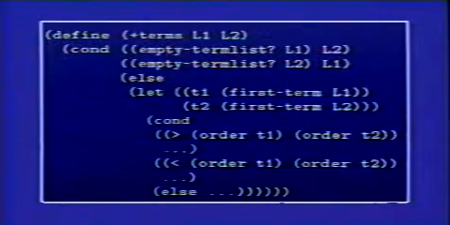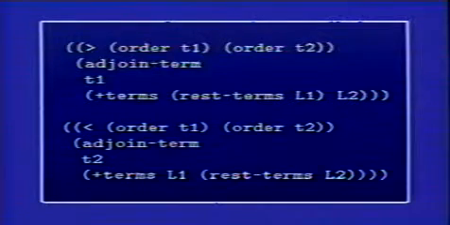Let's look at this case. If the order of T1 is greater than the order of T2, then what that means is that our answer is going to start with this term of the order of T1, because it won't combine with any lower order terms. So what we do is add the lower order terms. We recursively add together all the terms in the rest of the term list in L1 and L2. That's going to be the lower order terms of the answer. And then we're going to adjoin to that the highest order term.